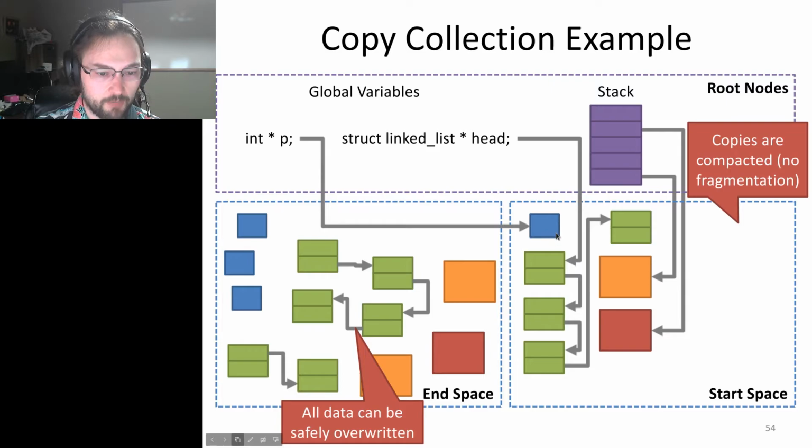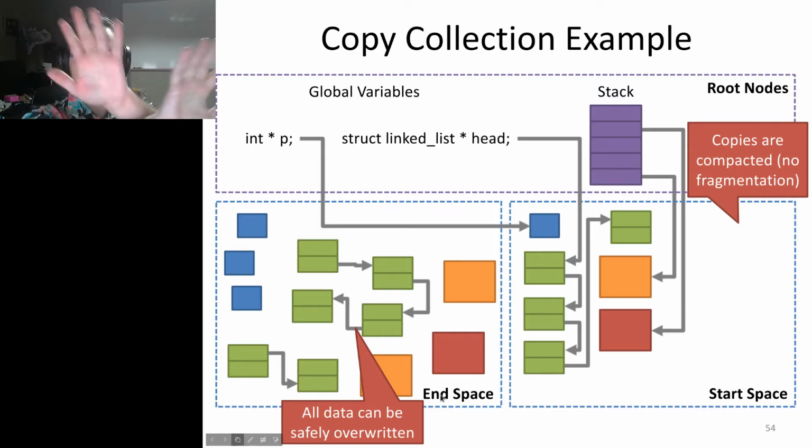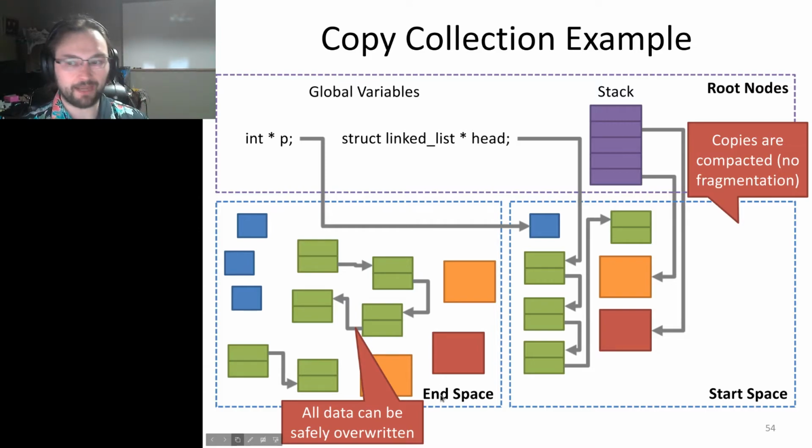After we copy all the stuff, we rename the two halves of memory. So before the start space was over here, now this is the end space. Now the start space is where the end space previously was. And once we swap those two spaces in memory, we can just declare the old start space, the new end space, to be empty. It doesn't cost us any computation time to free any objects. We didn't call free on these objects.